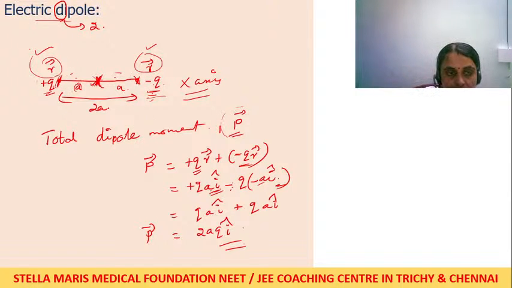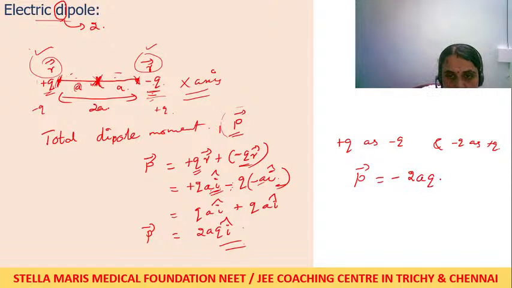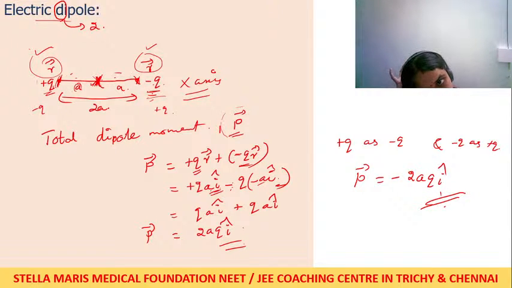If we interchange the charges, so that here is minus q and there is plus q, meaning plus q becomes minus q and minus q becomes plus q, what will happen? The total dipole moment will be equal to minus 2aq I cap. Okay Pooja, did you understand? If we take plus q as minus q and minus q as plus q, the total dipole moment will be equal to minus 2aq I cap.